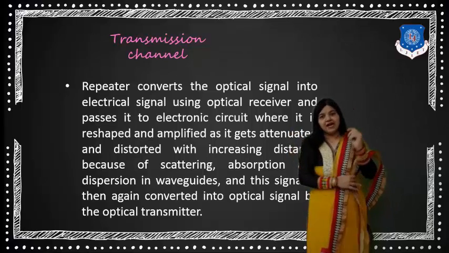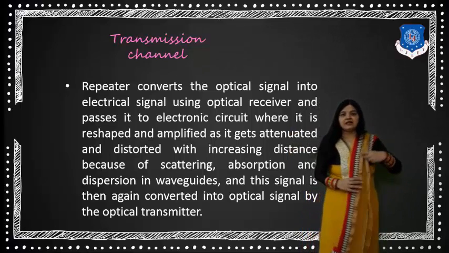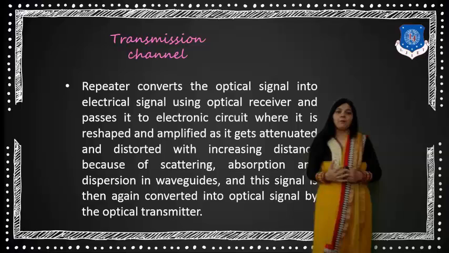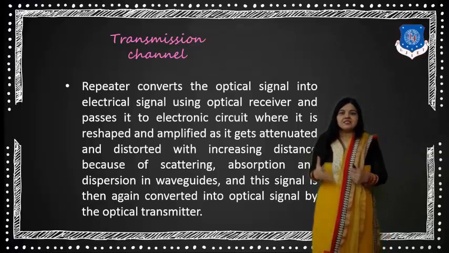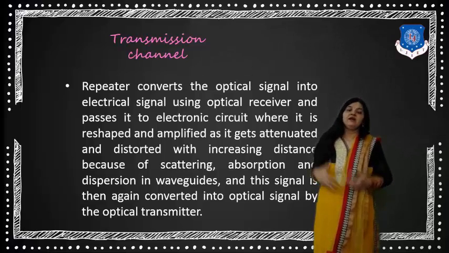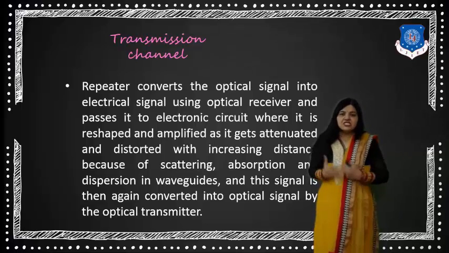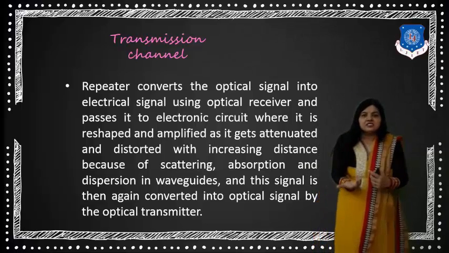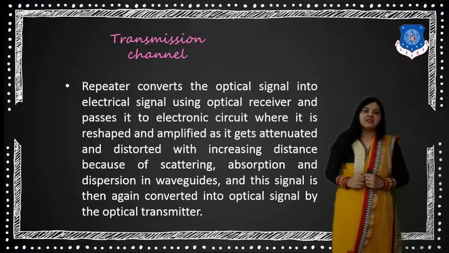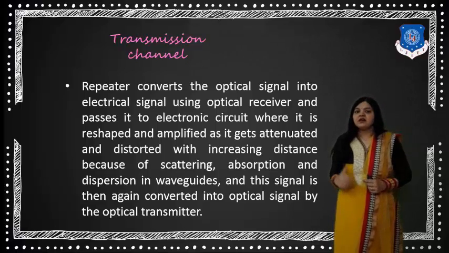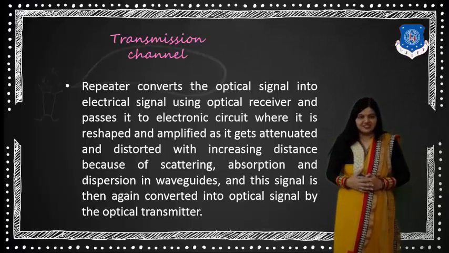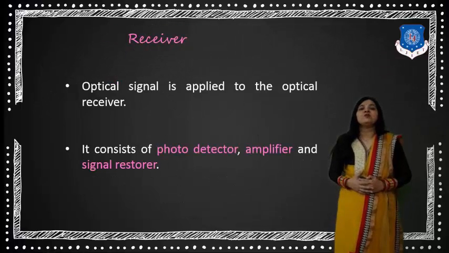Again, the repeater that we have seen in between converts the optical signal into the electrical signal using the optical receiver, and passes it to the electronic circuit where it is reshaped and amplified, as it gets attenuated and distorted with increasing distance because of scattering, absorption and dispersion in the waveguide. And this signal is then again converted into the optical signal by the optical transmitter. So this is about the transmission channel.